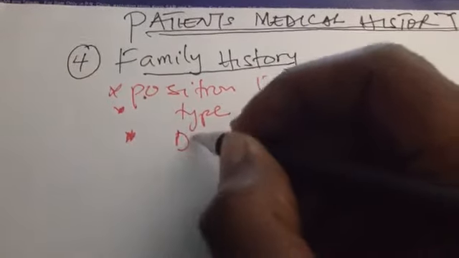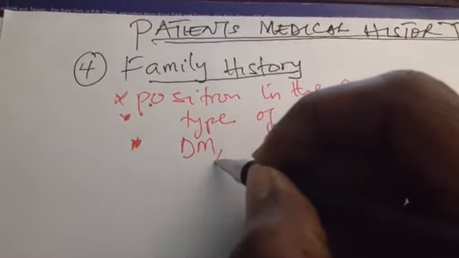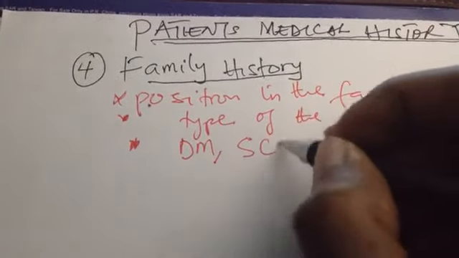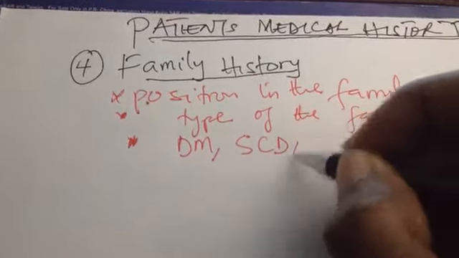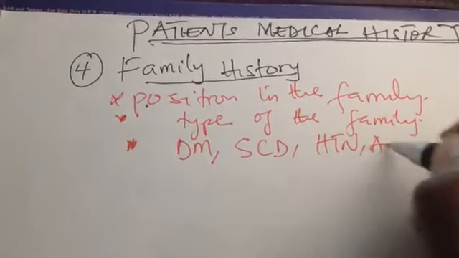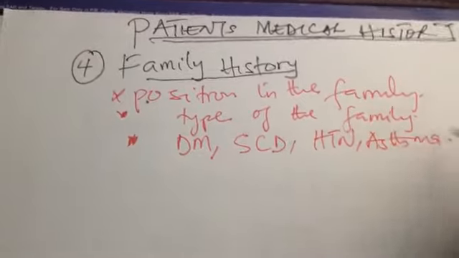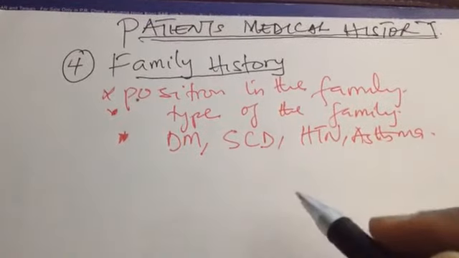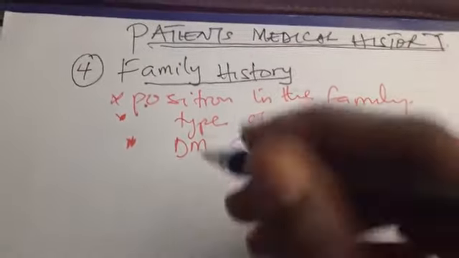Then you will ask him about some diseases. For example, is there anyone having diabetes mellitus in your family? Is there anyone having sickle cell disease? Is there anyone having hypertension in your family? Is there anyone having asthma? Because all these diseases can be linked with genetic predisposition.